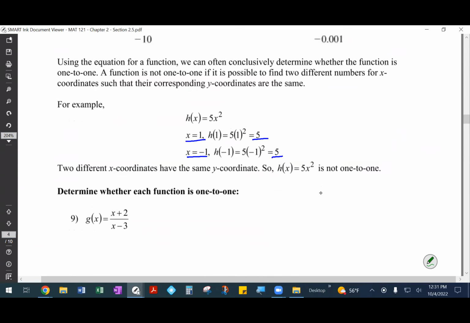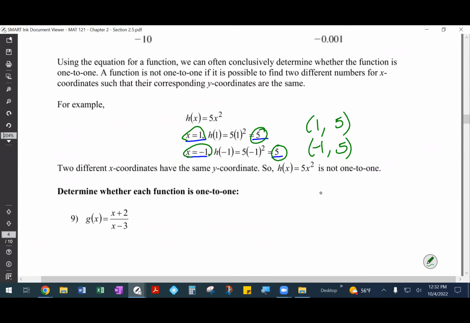Now, in this example, we did actually use two different x values just to show that you were still ending up with the same y value. So your ordered pairs here would be 1, 5, -1, and 5. And what this basically is telling us, even though we started out with two different x values, we still ended up with the same y value. So we know this function is not one-to-one, which means you cannot find its inverse.